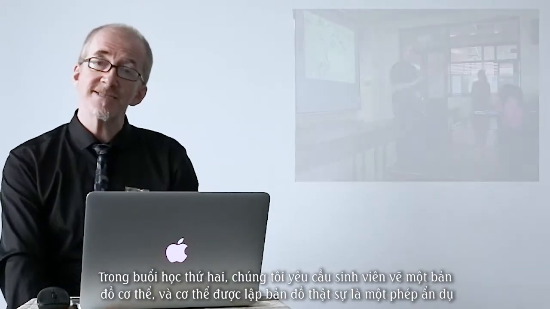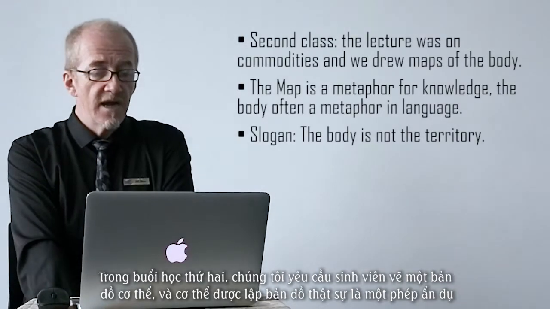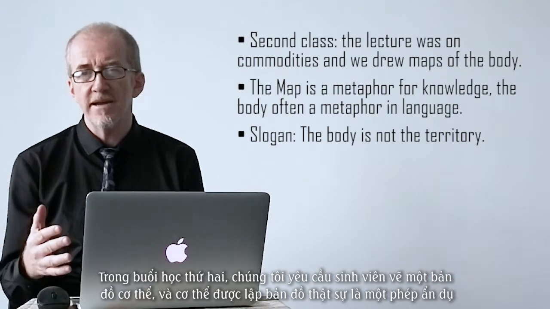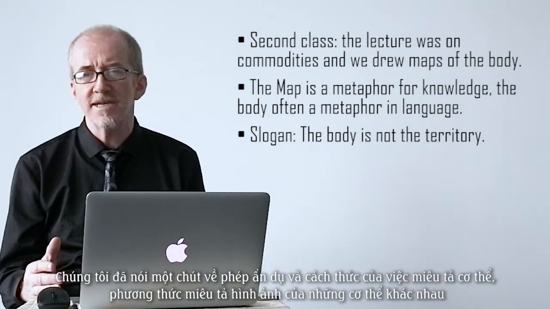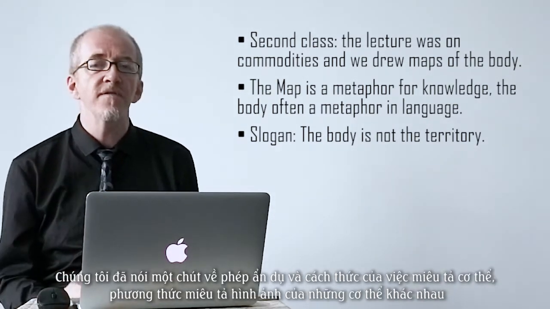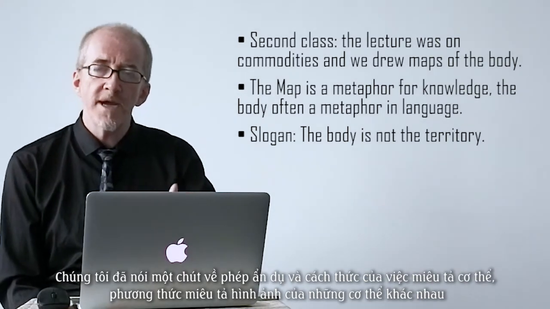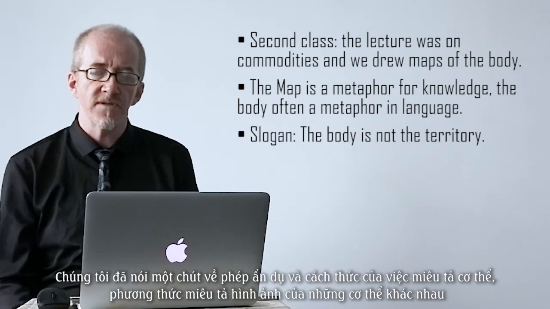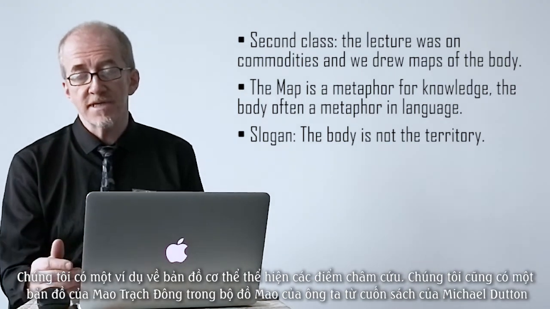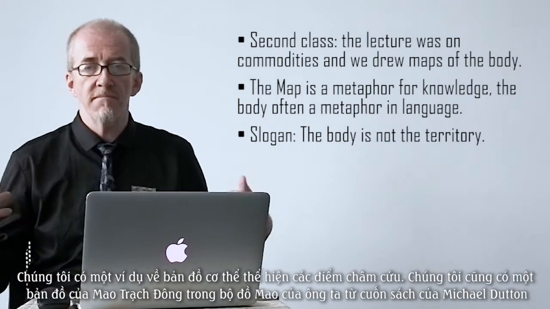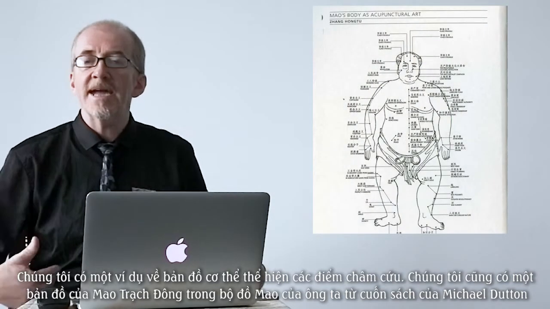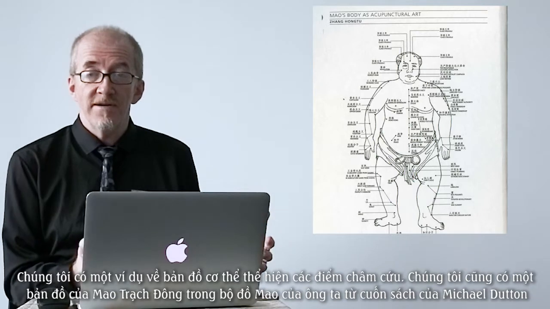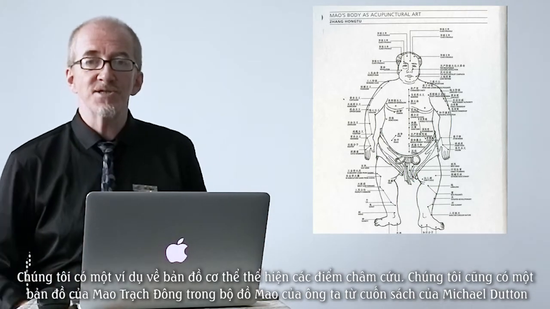In the second class, we asked the students to draw a map of the body. Now the body here is something to be mapped, that's a metaphor. And we talked a lot about metaphor and about ways of representing the body, modes of representation and pictures of the body. And we had different bodies. For example, we had the map of the body that shows all acupuncture points. And we had another one of Mao Zedong in his Mao suit.